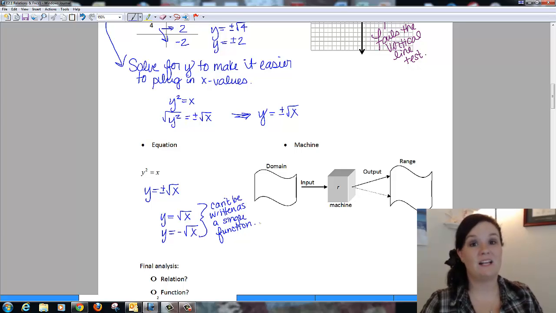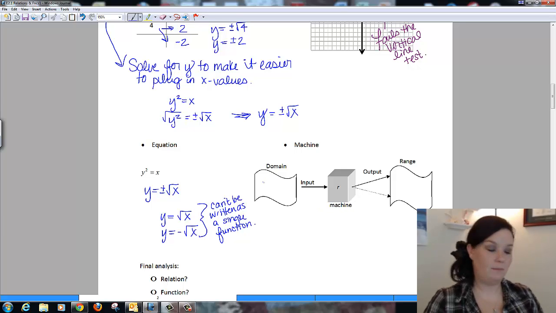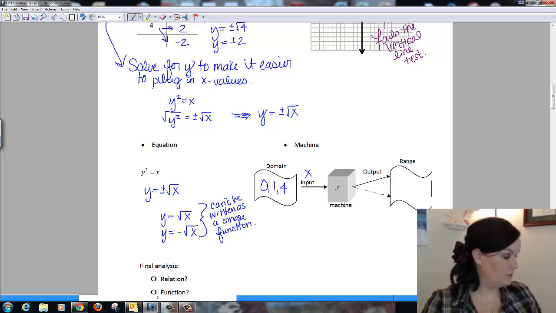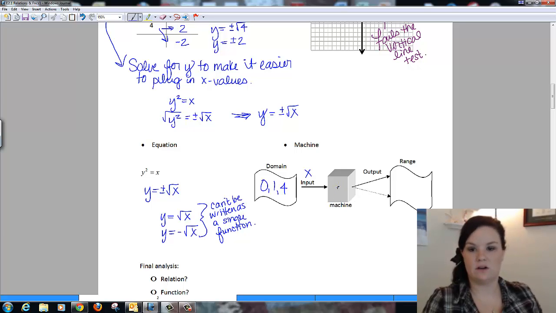So the fact that we can't write it as a single function is making us think it's probably not a function. Okay, so again, our domain, I'm going to pick the values that we plugged in from our table, which was 0, 1, and 4. Those are our x's. We plugged it into our machine, which here it says R. I don't know why it says R. We actually are using Y.